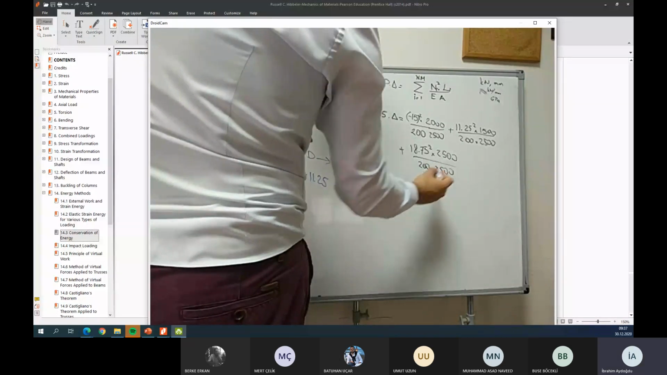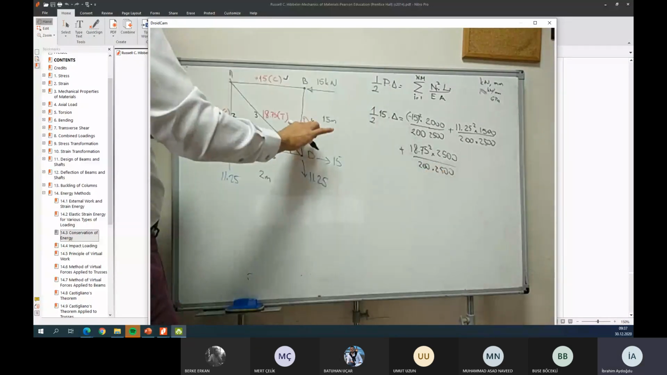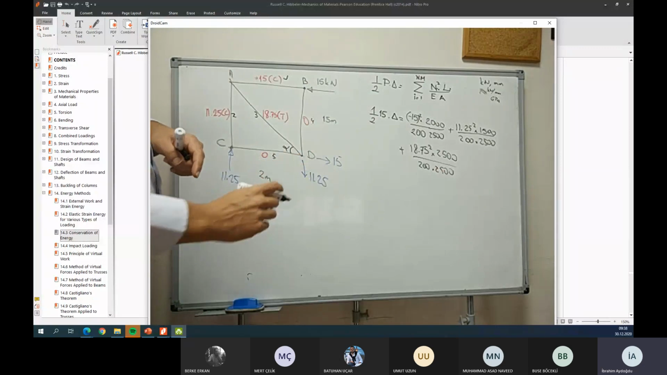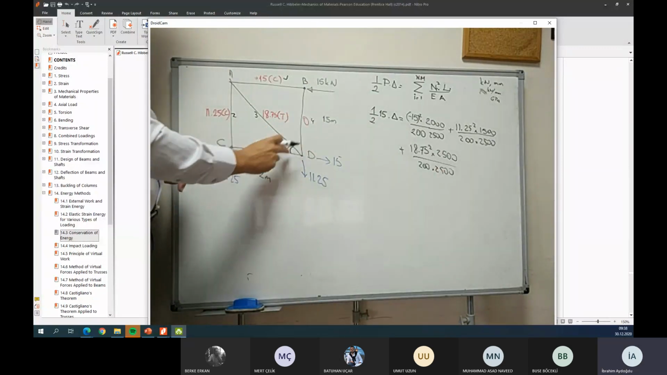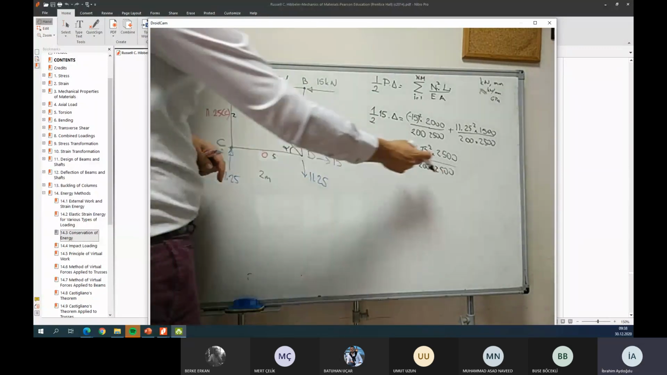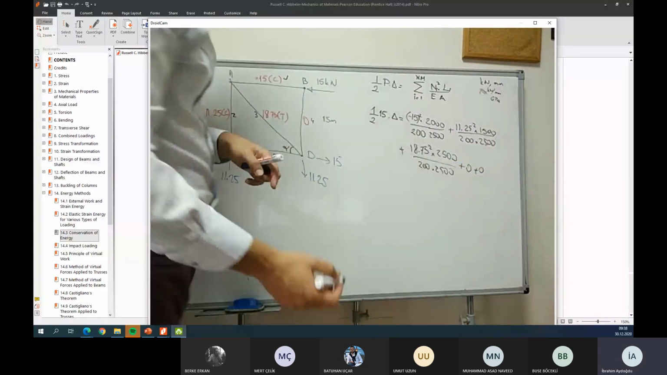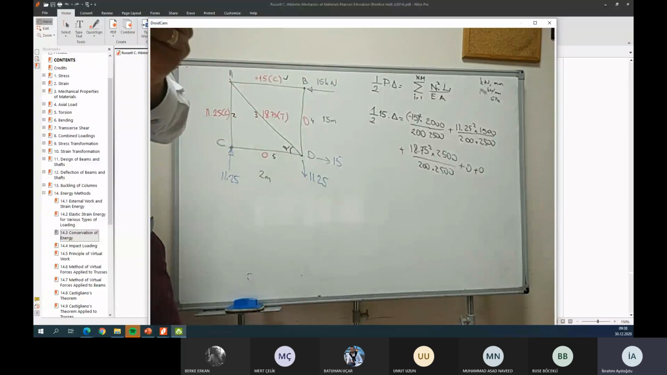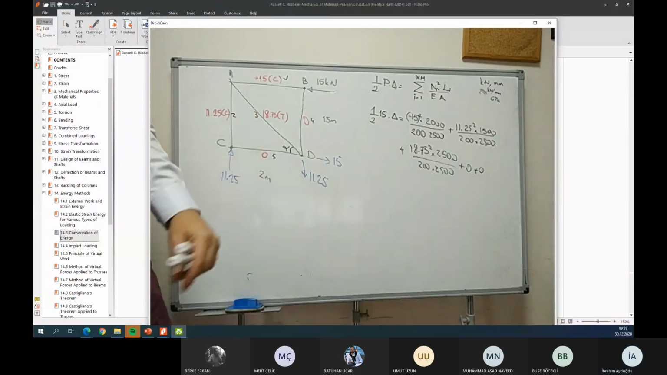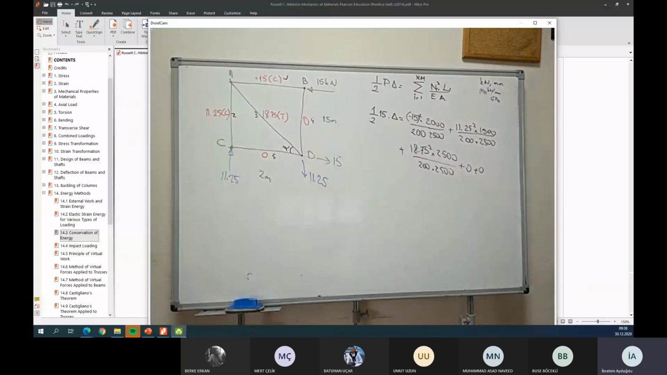And I don't need to write the fourth and fifth members because you can see the force is 0. So this term is 0. Maybe I can write the 0 in these terms. In other words, these members do not absorb any energy because these members do not take or resist any forces. Okay, so by using this term, I think I need to use my calculator.